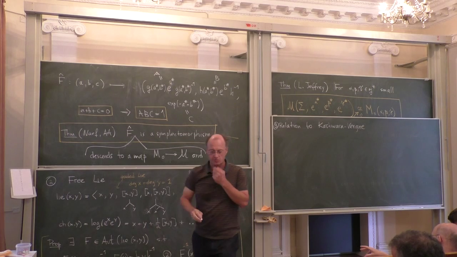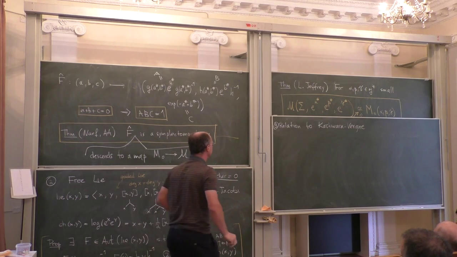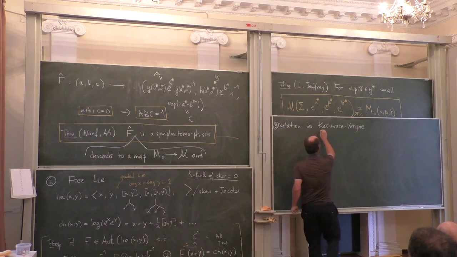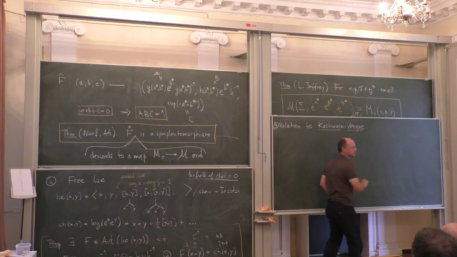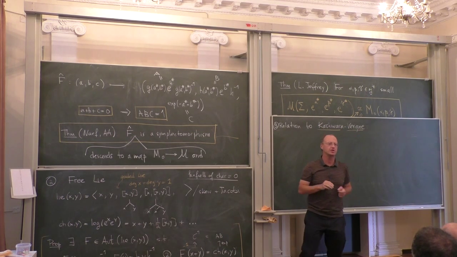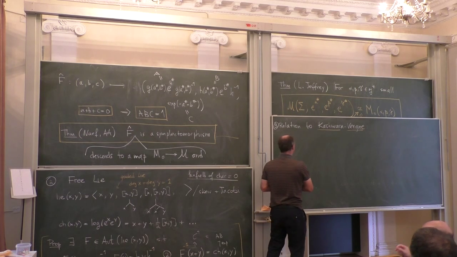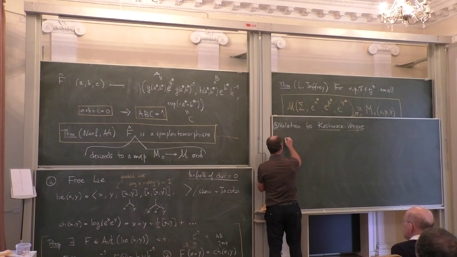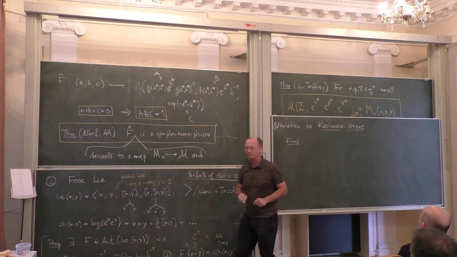So, relation to Kashiwara-Vergne. This is a problem which comes from a different field. It comes from some kind of harmonic analysis. But the formulation of the problem will be surprisingly familiar to you.